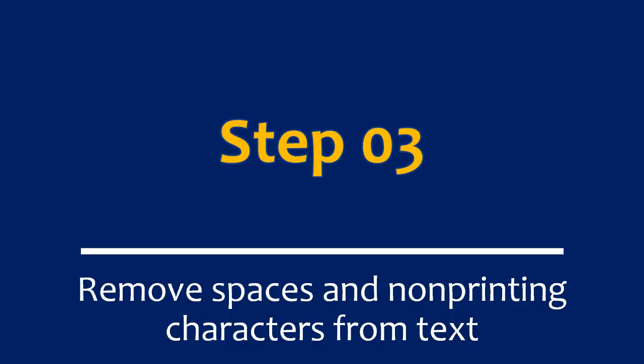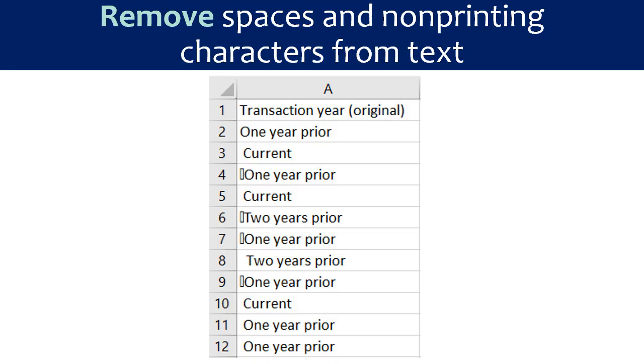In this step, we will be removing spaces and non-printing characters from the text. Look at the left side of column A. We see a variety of spacing before the transaction year. Sometimes there is a space, sometimes there is another character, sometimes there is no space. We need to standardize the fields so that when we summarize the data, the transaction years are grouped together. So we are going to remove those spaces and non-printing characters.